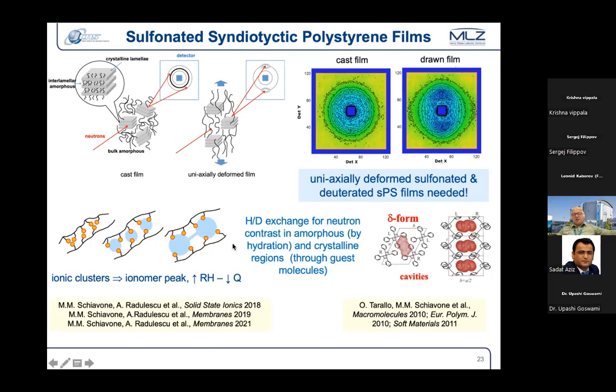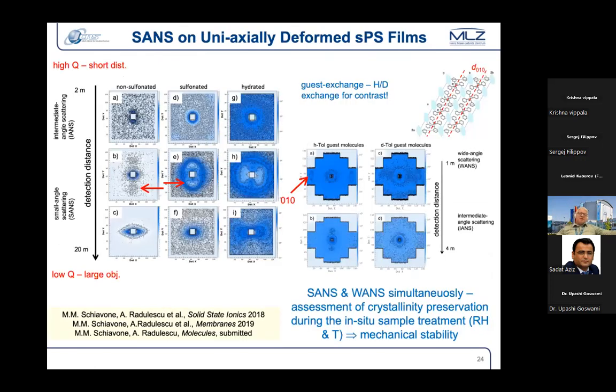So in this way, we can also play with the contrast. We can hydrate the film with deuterated, protonated water or mixtures. So we change the contrast in the amorphous region, or we change the contrast in the crystalline region by loading deuterated or protonated guest molecules. Now, this is an example of how the scattering patterns look: non-sulfonated, sulfonated, hydrated by dipping in H2O. So this is an equilibrated membrane, equilibrated in water, at different detection distances.